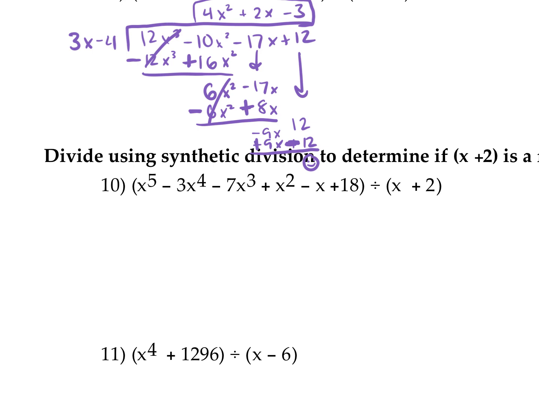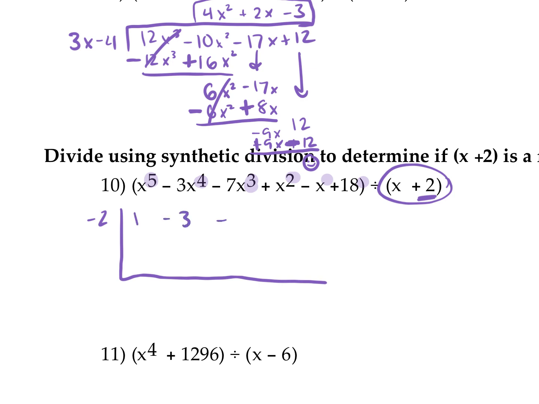Next, we're going to divide using synthetic division. So when it's given to us as a binomial like this, we change the sign of what goes outside. So a negative 2 is going to go outside of our box. And then we have to make sure every coefficient for every degree is represented. So I have x to the 5th power, 4, 3, 2, 1, and our constant. So we're good. So I'm going to put my coefficients, 1, negative 3, negative 7, 1, negative 1, and positive 18.